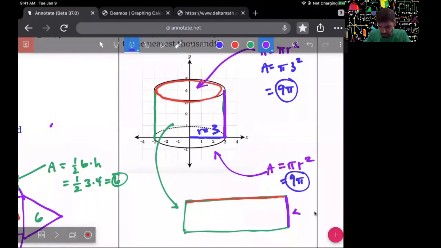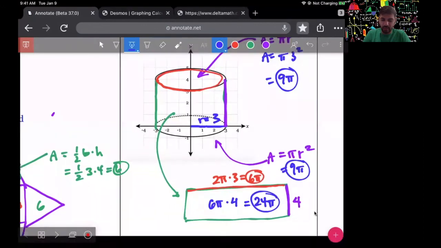So that means this is a 4, and the red line is the circle. And we use the circumference to figure out the length of this line. It's equal to 2 pi times the radius, 2 pi r, which is 2 pi times 3, which is 6 pi. So now the area of this rectangle will be 6 pi times 4 equals 24 pi.